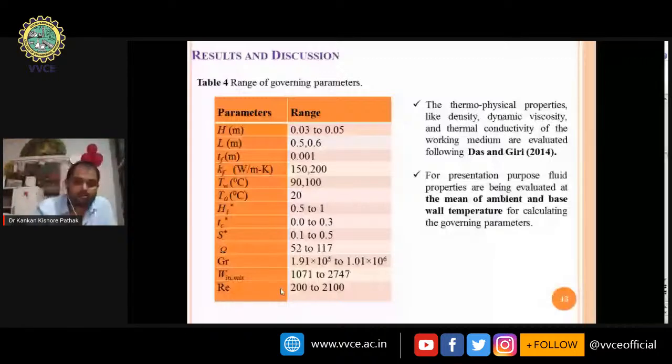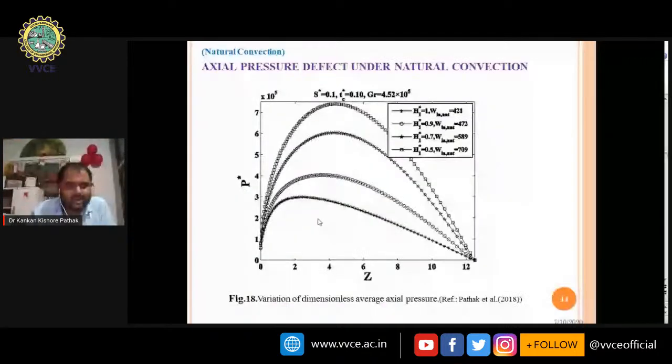Now, the results: the axial pressure defect under natural convection. As I have told, the pressure drop across the natural convection duct is actually 0. That means you can see it starts from 0 and ends at 0. Now what happens is the non-dimensional axial pressure defect increases first along our axial length, then attains some peak value, and then decreases again.